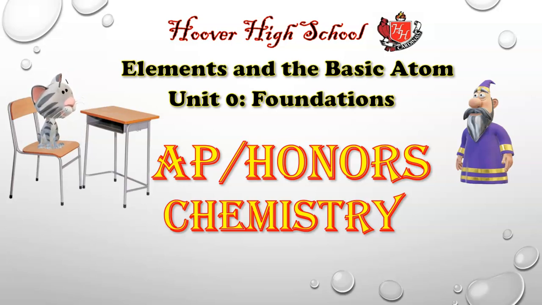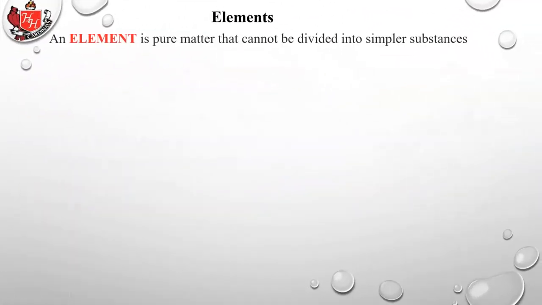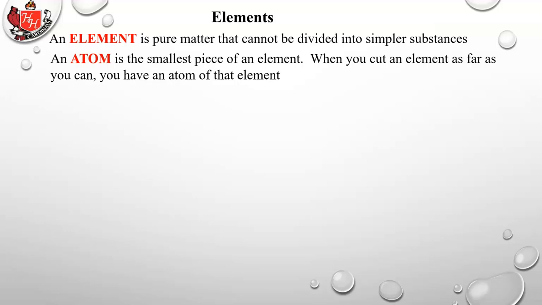Alright, chemistry. We're moving on to our first actual lesson in chemistry, and this is on elements and the basic atom. So an element is pure matter that cannot be divided into simpler substances. An atom is the smallest piece of an element. When you cut an element as far as you can, you have an atom of the element.